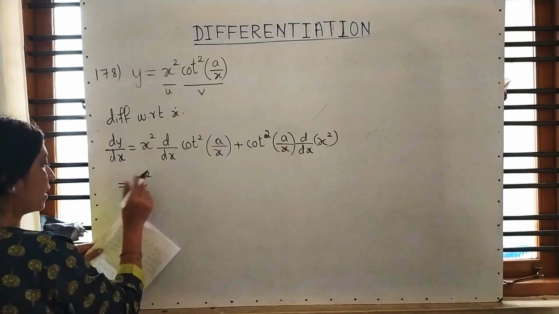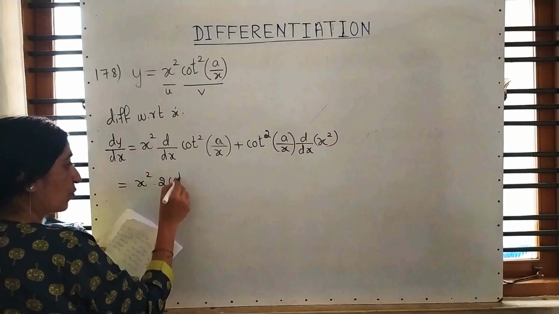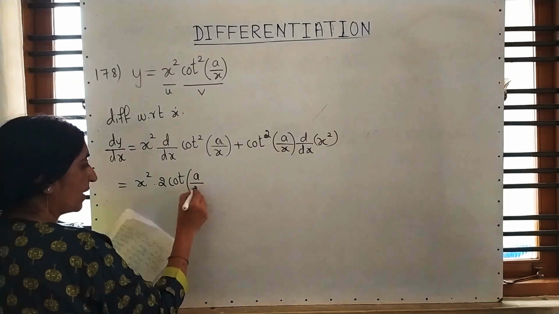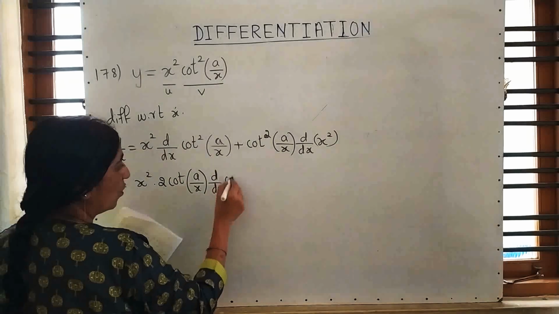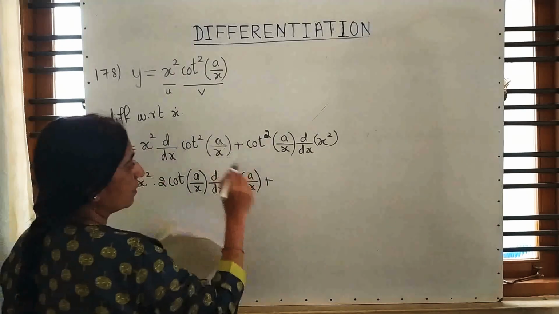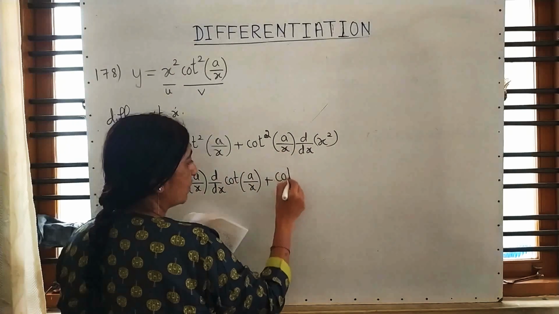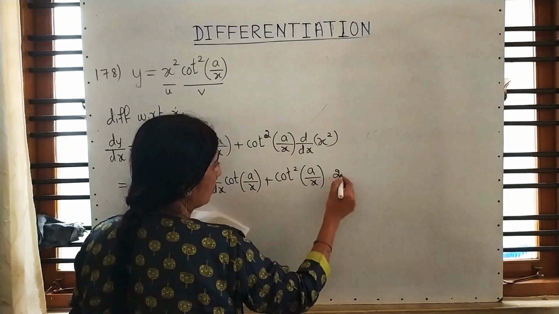Keep x square as it is. What is the differentiation of cos square? 2 cos power 1, then the trigonometric term, that is cos a by x, plus, this is before differentiation, keep as it is, and differentiation of x square is 2x.